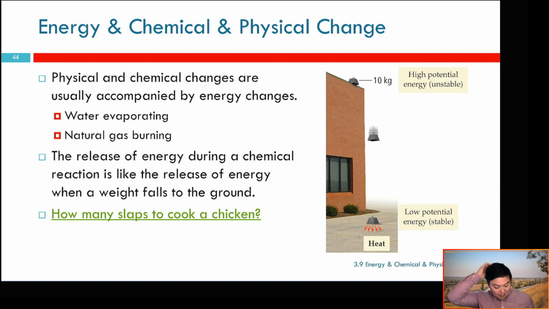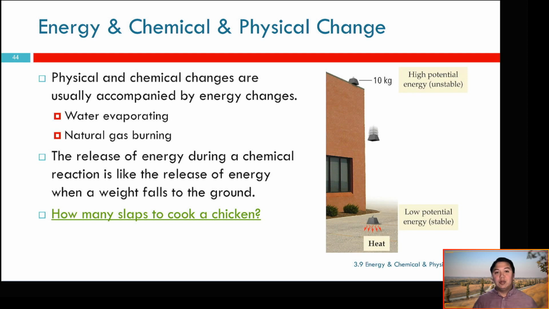So physical and chemical changes are usually accompanied by energy changes. When water evaporates, it requires energy. The water requires energy to go from a liquid state to a gas state. We'll talk about endothermic and exothermic, but that water evaporating sucks energy from its surroundings. That's why, if you know what a swamp cooler or an evaporative cooler is, those work on the principle that evaporating water requires energy. And so the air that comes out on the other side of where that water evaporated is cooler.